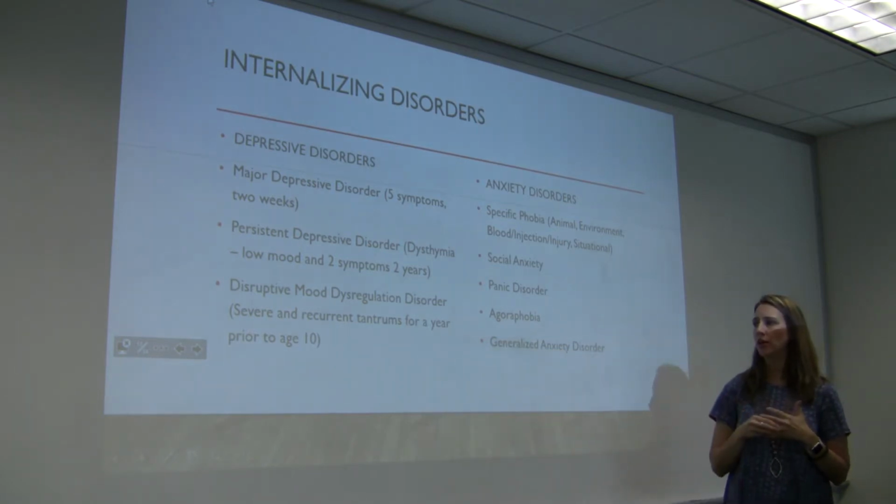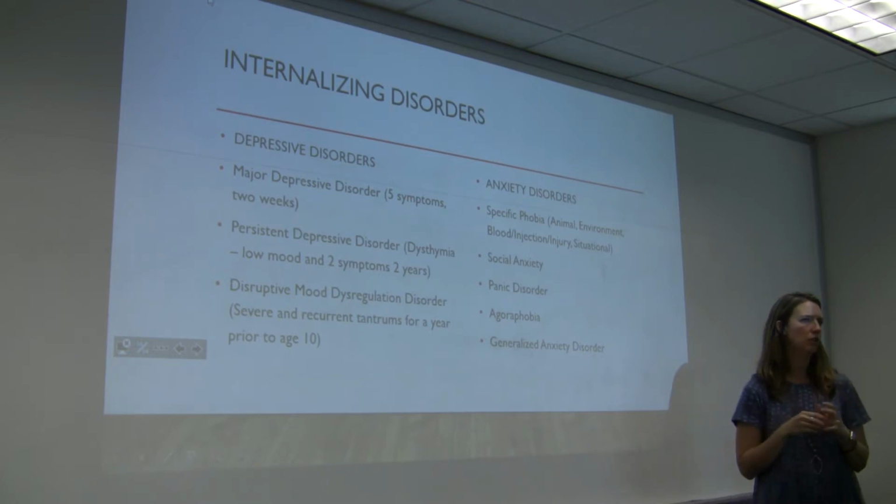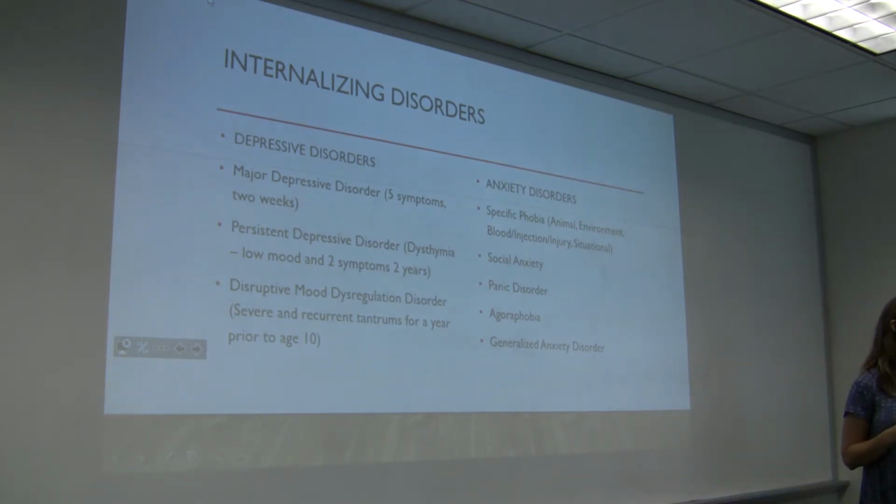So it's severe and recurrent tantrums for a year before age 10, right? And they need to be disproportionate to the age. So a 2-year-old throwing a severe tantrum because you don't give them candy at the grocery store is not inappropriate for the age. An 8-year-old laying on the ground, kicking and screaming in the grocery store because you're not giving them candy is disproportionate for the age.